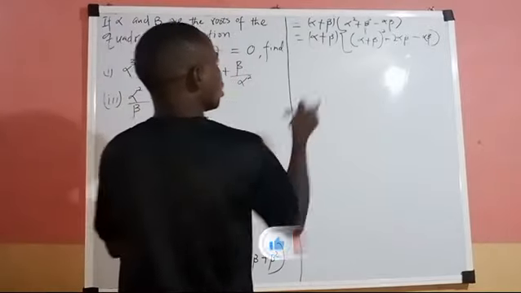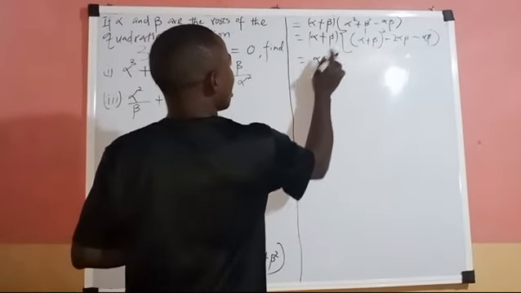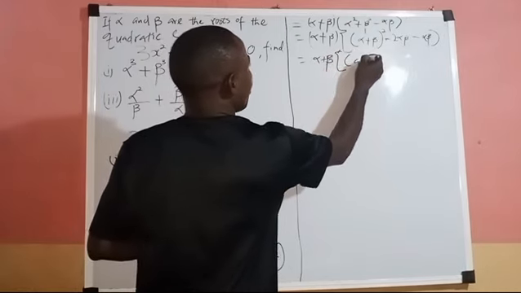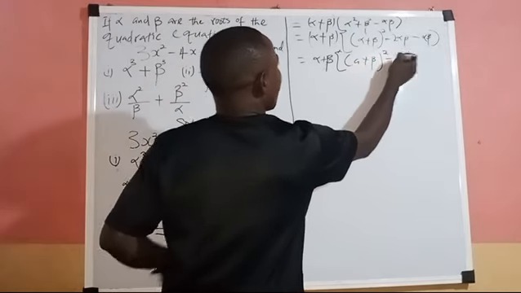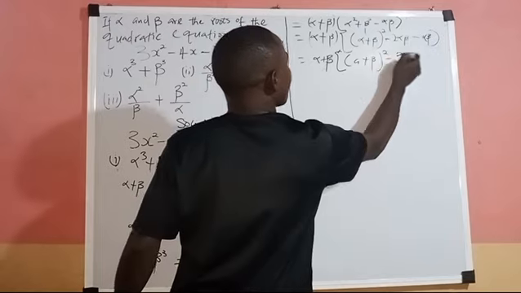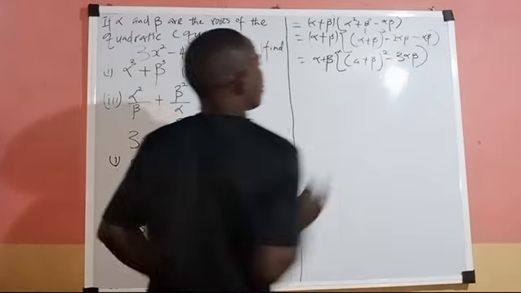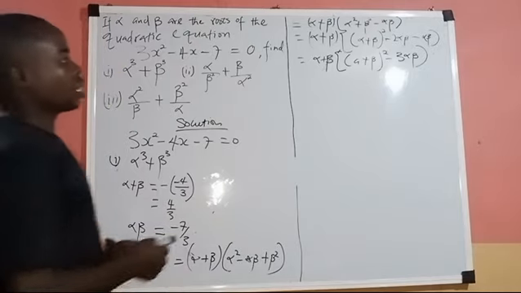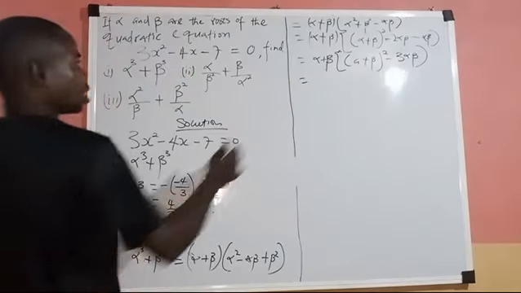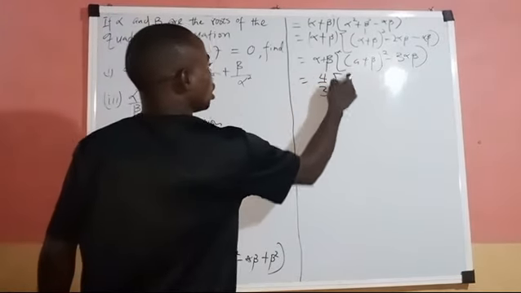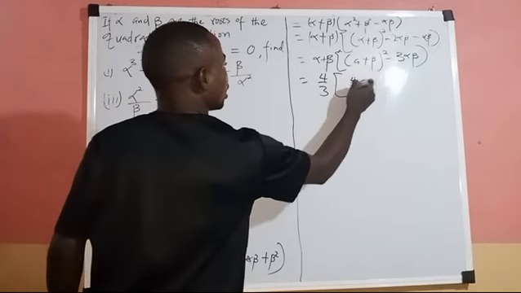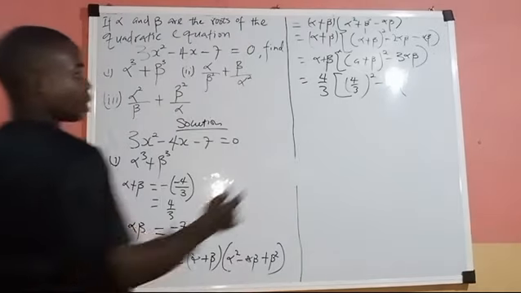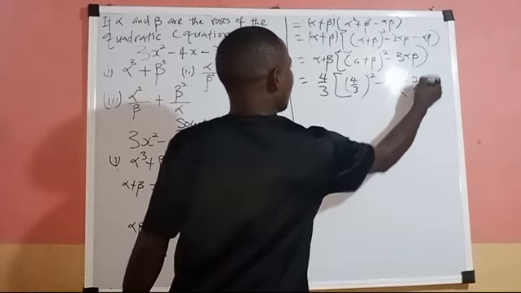So if you simplify further, you're going to see that this is going to give us alpha plus beta, into alpha plus beta squared minus 3 alpha beta. So what we are going to do now is substitute the values that we've got right here. So substituting alpha plus beta, which we had to be equal to 4 over 3, into alpha plus beta, 4 over 3, and this one is squared, minus 3 into alpha multiplied by beta, which is actually minus 7 over 3.